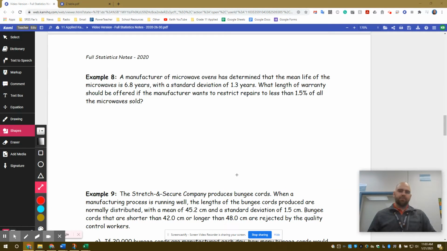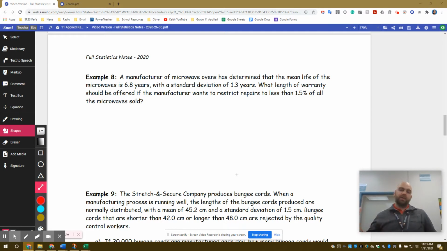All right, so example number 8 is going to be dealing with finding a data point. Now, a manufacturer of microwave ovens has determined that the mean life of their microwaves is 6.8 years with a standard deviation of 1.3 years. So that means on average, a microwave is going to last 6.8 years.